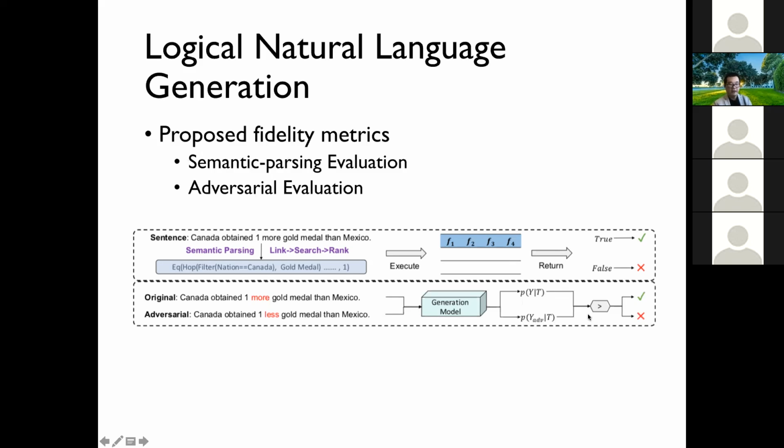And the hope is that if you have a good generation model, then your system should score a factually correct sentence higher than the adversarial examples. So this is the idea of adversarial examples in logical NLG evaluation: assuming you have a reasonable generation model like GPT-2, you can feed the adversarial example and the correct example to your model, and look at the scores. And the idea is that the correct ones should have a higher score. So that's basically the adversarial-based evaluation.